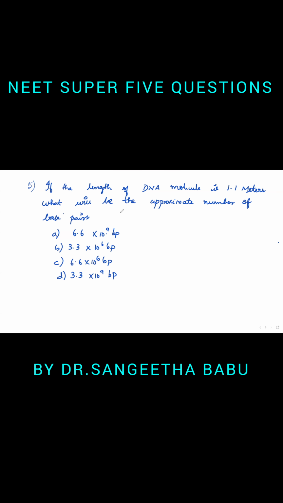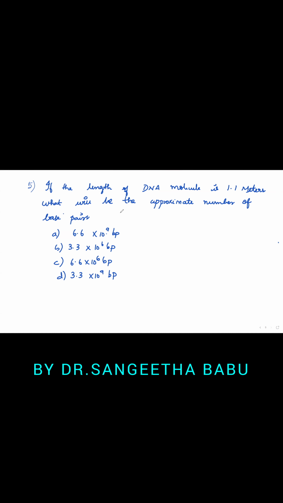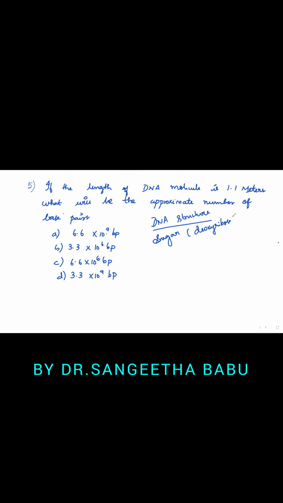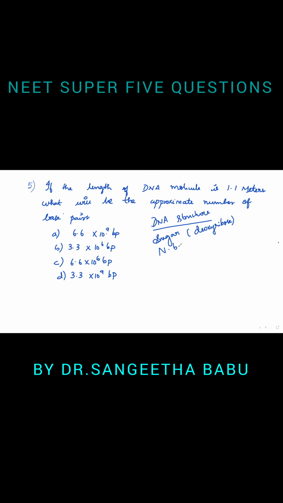If the length of the DNA is 1.1 meter, what will be the approximate number of base pairs? We all know what the DNA structure is made up of. The DNA structure is made up of nucleotides. So what are nucleotides? They are made up of sugar, nothing but deoxyribose, nitrogen bases, and a phosphate group also. So here we can see how to calculate the length between two base pairs.